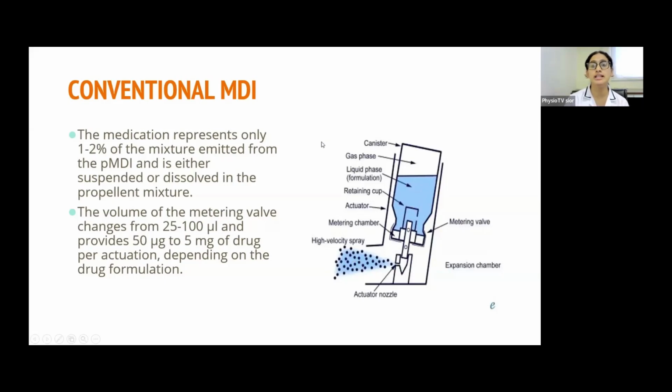The medication in this canister only represents 1 to 2% of the mixture emitted, and it is suspended or dissolved in the propellant mixture, as I already mentioned. The volume of the metering valve changes from 25 to 100 microliters and provides up to 50 micrograms to 5 milligrams of drug per actuation, depending on the drug formulation. Actuation, the term that I have used here, means the pushing of the canister and the letting out of the spray of medication.